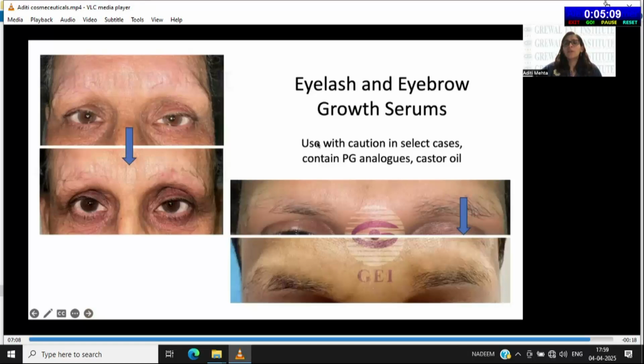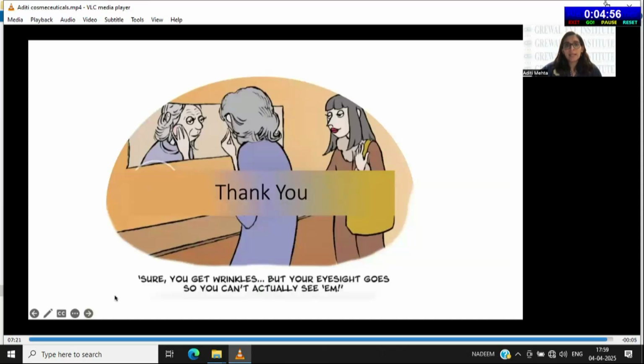For example, we are all aware of the prostaglandin analog and the lipodystrophy around the eye. So we should be cautious when we're using them, and always counsel the patients regarding possible side effects and when to report back. With this, I'd like to end my talk.